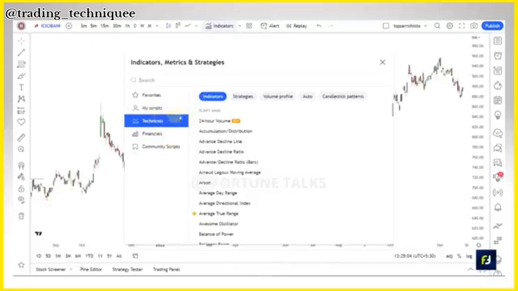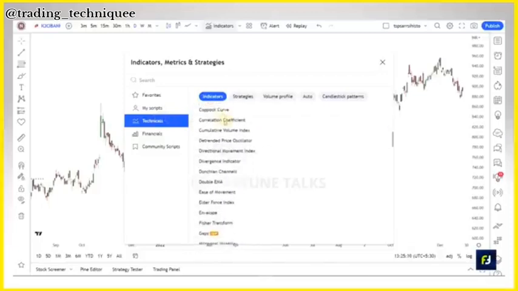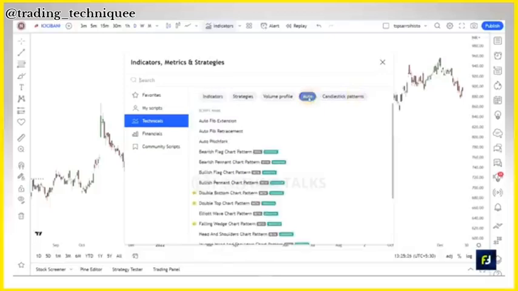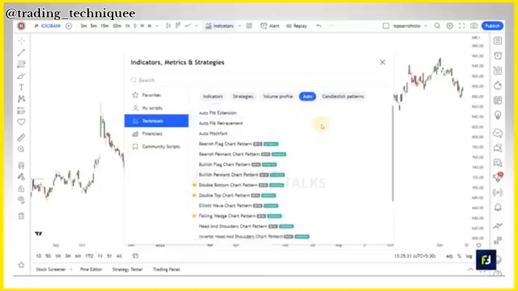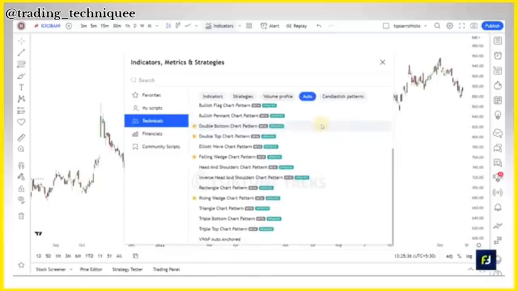And once you do that, you will find a lot of indicators to choose from. But the ones that we are looking for are related to chart patterns. On the top section of this pop-up, you can see multiple options like indicators, strategies, volume profiles, etc. So click on the one that says Auto. Now as soon as you scroll down, you'll be able to see most of the chart patterns that we have already discussed, from flags, pennants, rectangles, both bullish and bearish, to double and triple tops and double and triple bottoms, to triangles, and finally we have head and shoulders and inverted head and shoulder patterns.